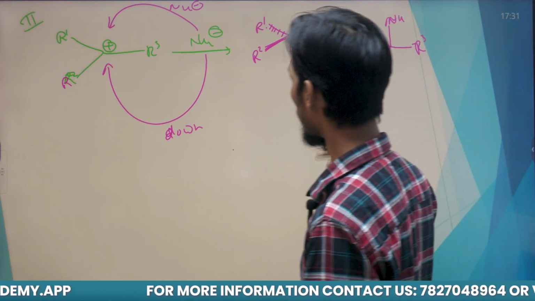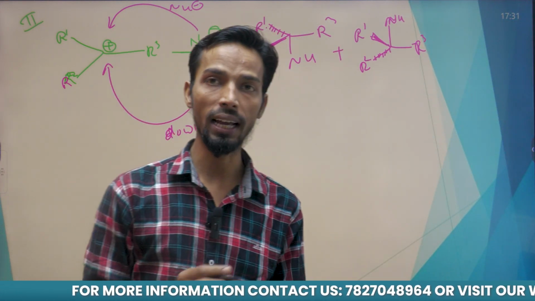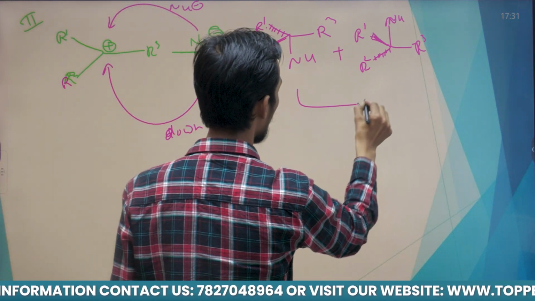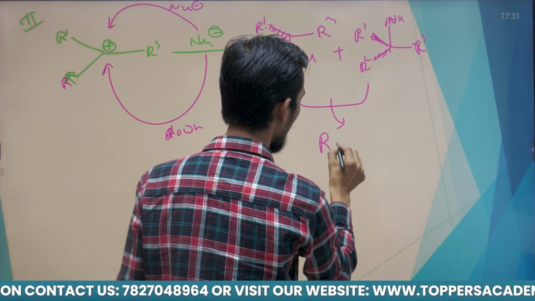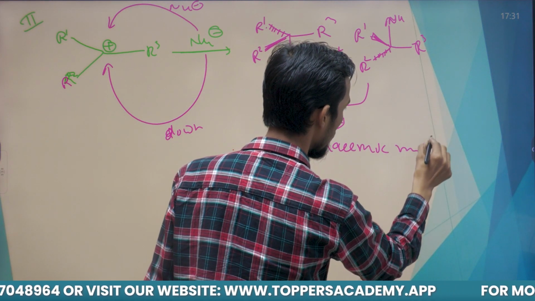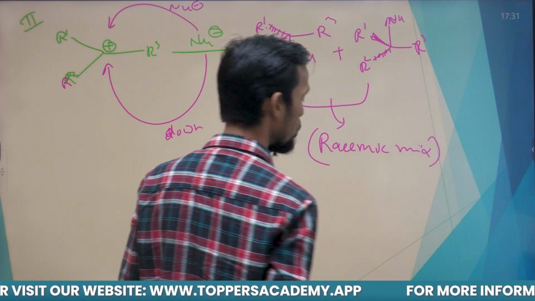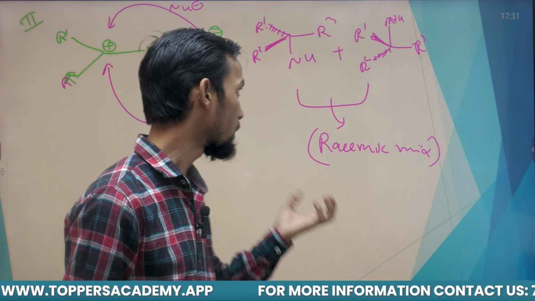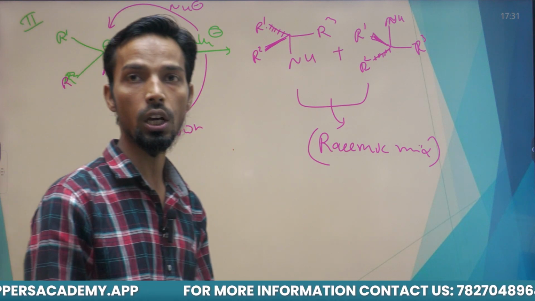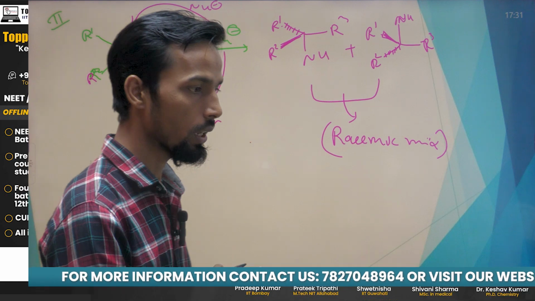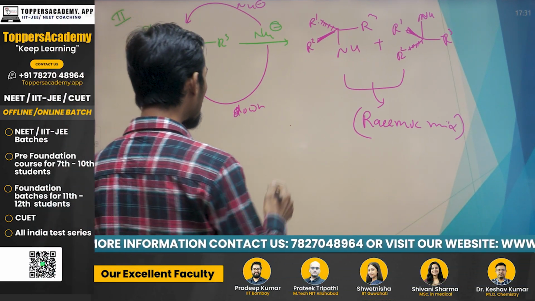If R1, R2 and R3 are different groups, then this molecule is chiral, and we will get a racemic mixture. And those who have studied stereochemistry know what a racemic mixture is: a mixture of R and S stereoisomers. So this was the case.